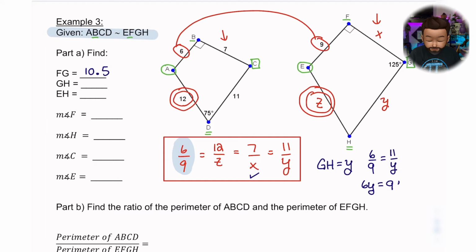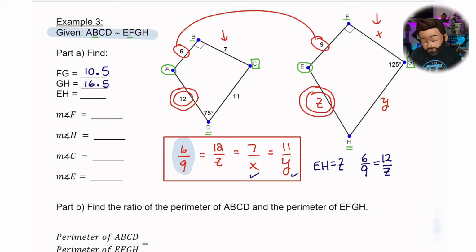Here we're just going through and doing a little bit of cross-multiplying and dividing to find the missing values, x and y, or FG and GH. And finally, we can find the last value, EH, or what I've dubbed z, by the last proportion, cross-multiplying and dividing. And yes, you can see some of our values do come out to be decimal values, so don't be afraid to embrace decimal values.